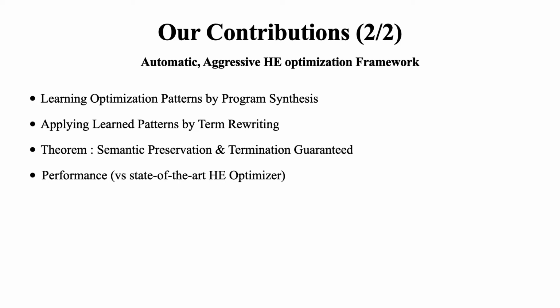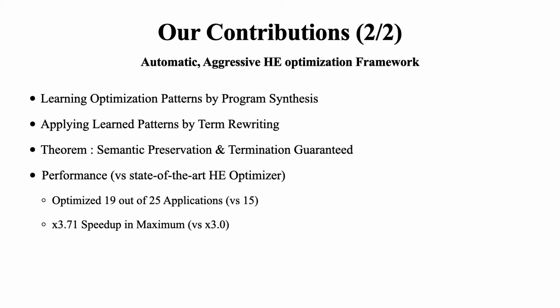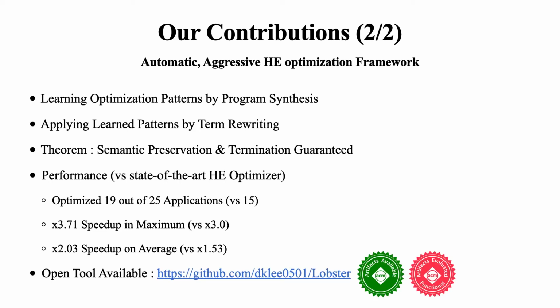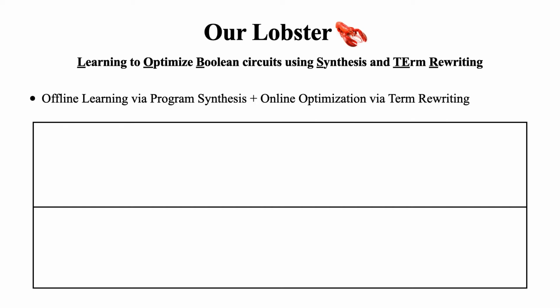Also, we showed the effectiveness of our system in a realistic setting. We were able to optimize 19 out of 25 applications from various domains, and were able to observe nearly 4 times speedup at maximum and 2 times speedup on average. Our tool is available as open source. Our system is named Lobster, which means learning to optimize Boolean circuit using synthesis and term rewriting.